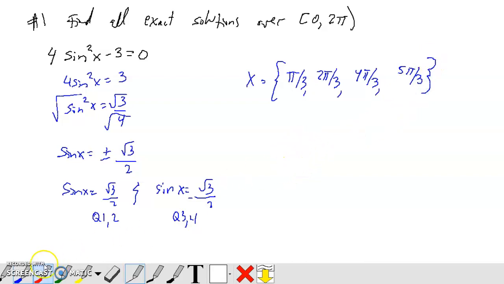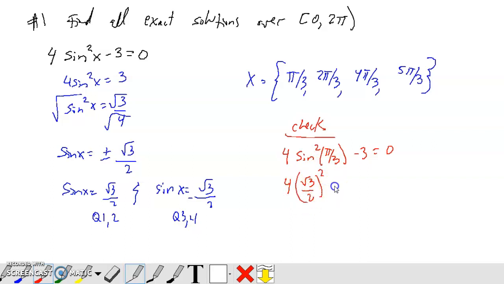So we test out one of them, do a quick little check, right? 4 sine of pi over 3, squared, minus 3 is equal to 0. So sine of pi over 3 is root 3 over 2. Then we're going to square that. So 4 times 3/4 minus 3. The 4's are going to cancel away. 3 minus 3 does, in fact, give us 0.